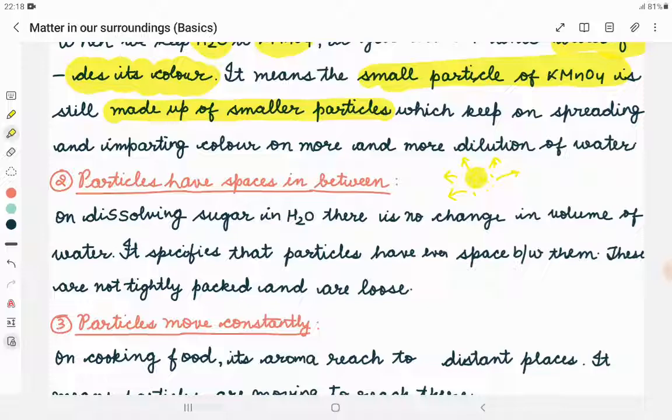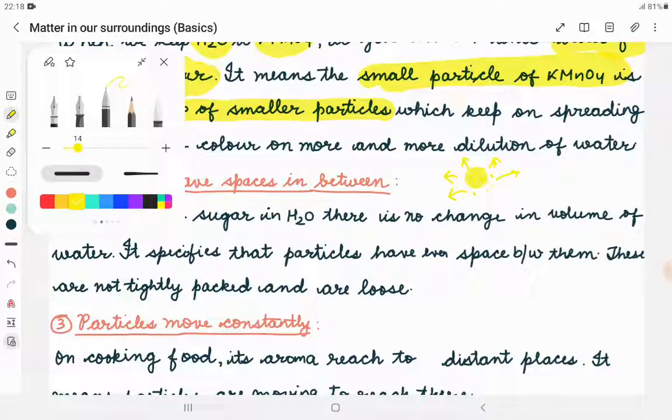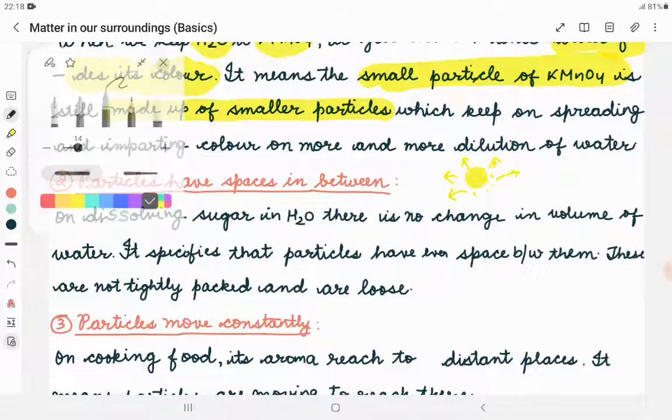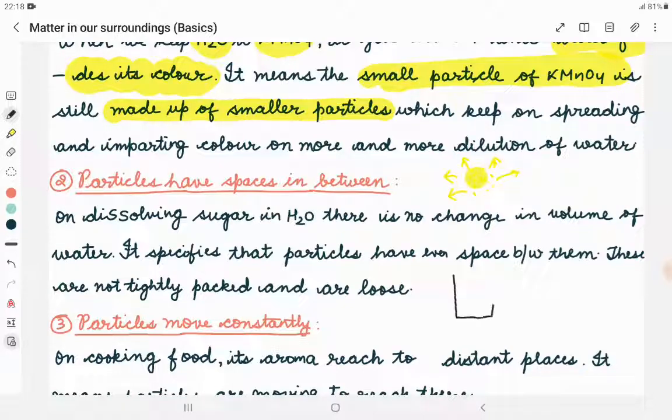See, if we had a very tight arrangement of particles, what would have happened? Suppose this is our water level till here and we had very solid particles. Now when we added these particles inside this, what would have happened? This water level would have risen. But has that happened on dissolving sugar? No. Which shows that the particles of sugar have spaces between them.